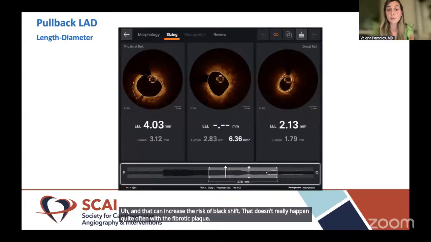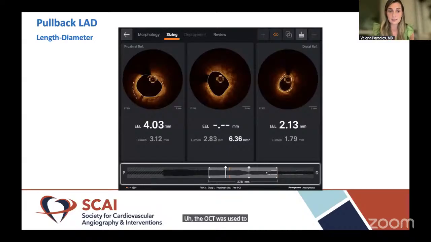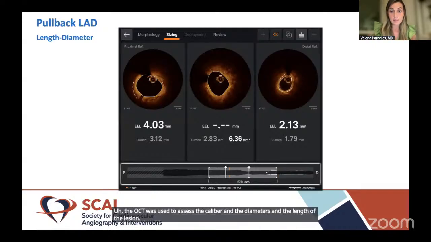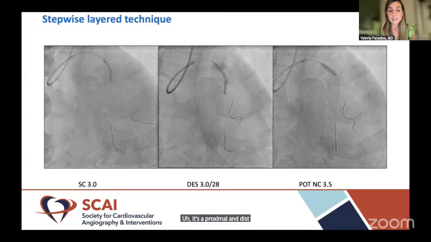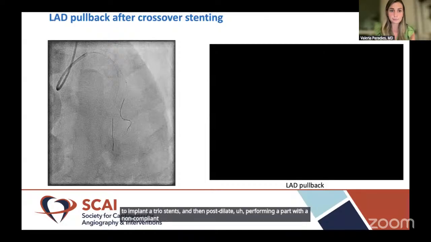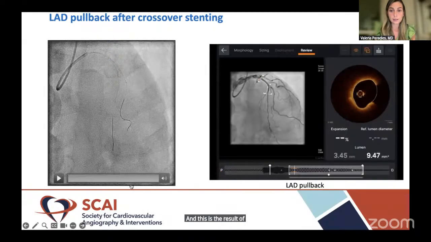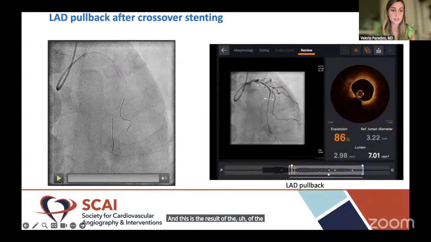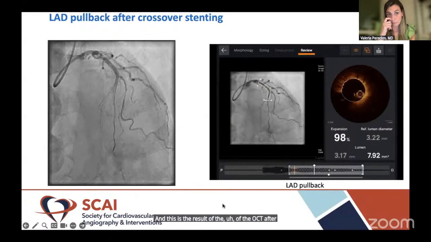The OCT was used to assess the caliber, the diameters and the length of the lesion at the proximal and distal level. So we decided, after proper predilatation, to implant a Trio stent and then post-dilate, performing a POT with a non-compliant 3.5. And this is the result of the OCT after stenting of the main branch.